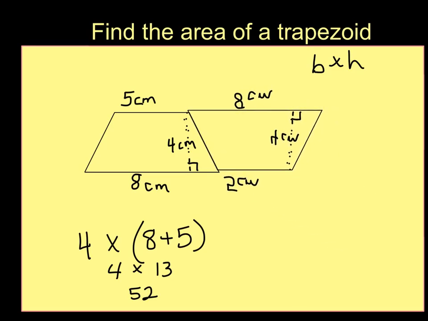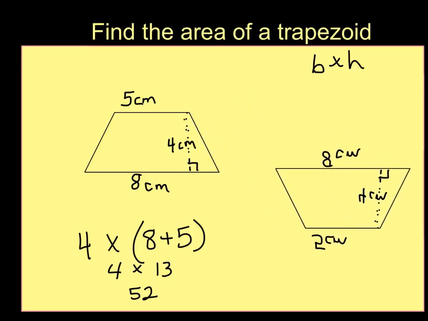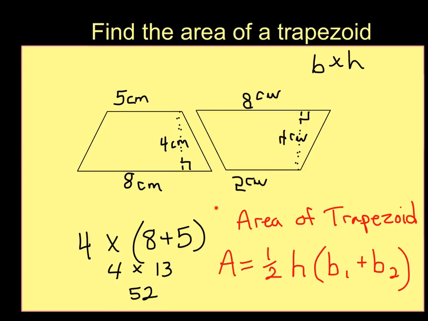So to find the area, I'm going to do the exact same thing that I just did, but I'm going to take a half of it. So I'm going to put 1/2 of 52, which would be 26. So the area of this trapezoid is 26 centimeters squared. And then this one would also be 26 centimeters squared, which is why when we put them together, the area would be 52.